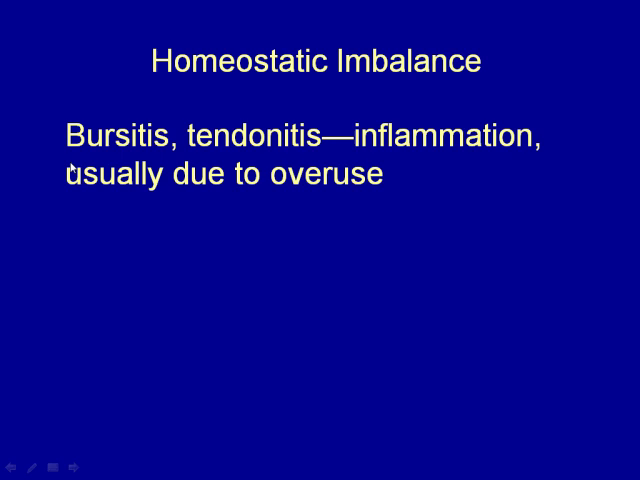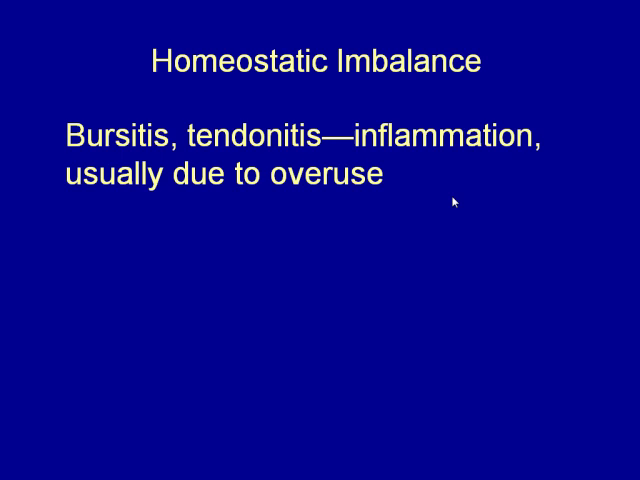Now, some of the homeostatic imbalances include things like bursitis and tendonitis. And you know by now that itis means inflammation of. So this is inflammation of the bursa or the tendon sheaths. And typically this happens because you have overused a joint and you've irritated those areas. Treatment for this is usually anti-inflammatories and resting the joint. Sometimes people who type get tendonitis in their wrist and they wear wrist braces until they get over that.